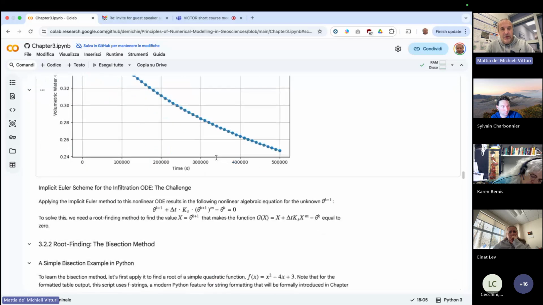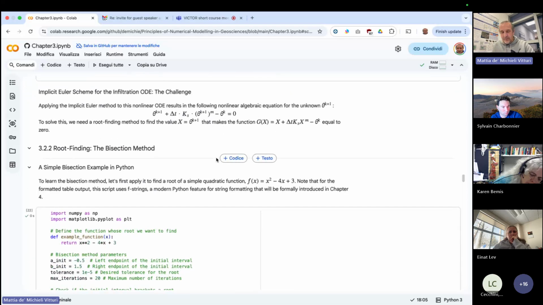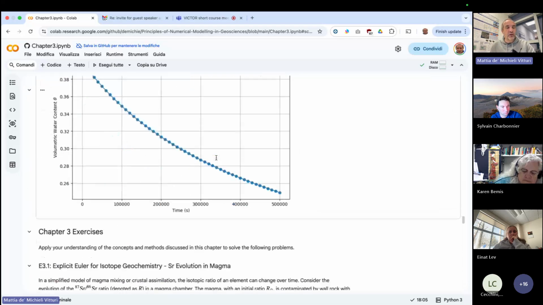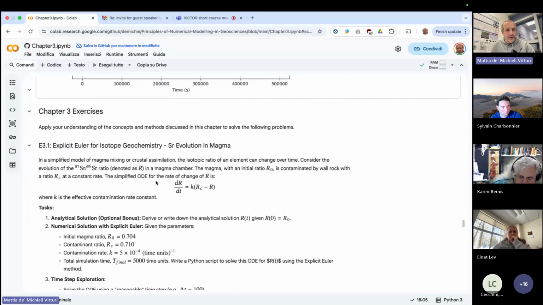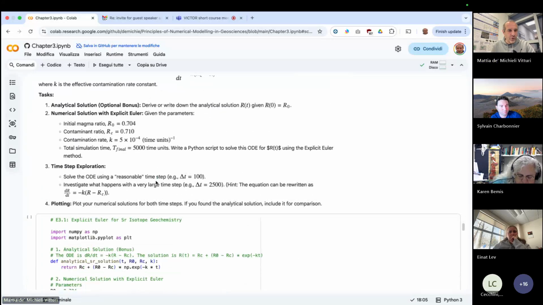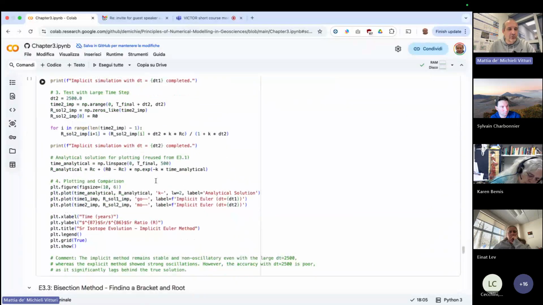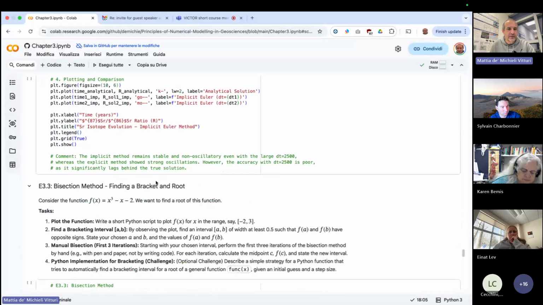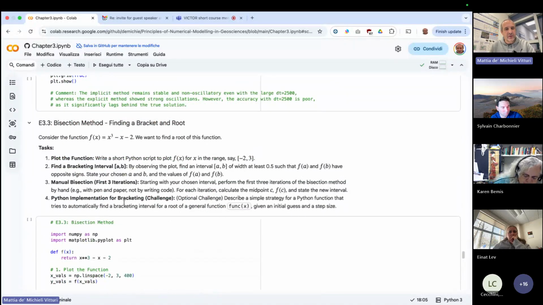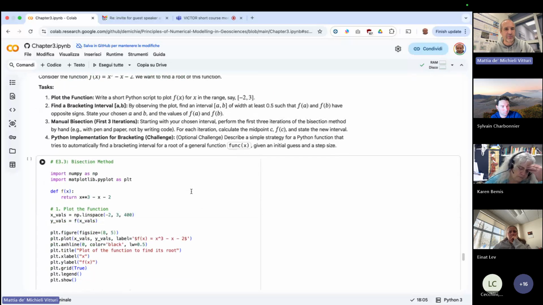So I will stop here. In this notebook, you will also find some exercises which are still related to this. So I suggest you also try to do these exercises, where we are trying to put together the things that we have seen today in different ways and for different problems.